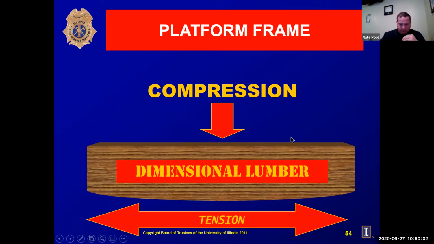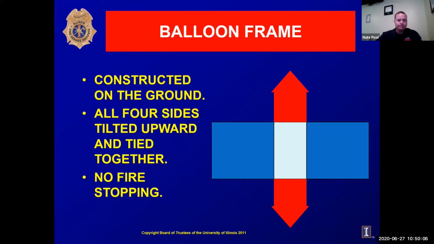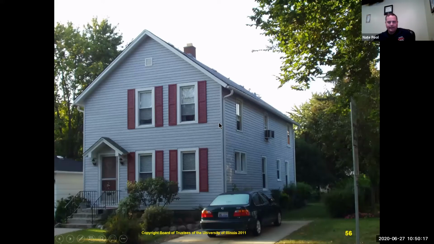So platform frame, you've got compression and tension. Balloon frame is a term that each of us as fire officers should know and understand. This is a balloon frame building. Generally you can understand a wood balloon frame building when you look at it from the exterior. The windows will be situated vertically, one on top of the other. There's one gap here on the right, but for the most part, the windows are vertically stacked. The way they built balloon frame is with one long run of walls. So you can have a chase in the wall that goes from the basement all the way to the attic, and that allows fire and smoke to spread easily from one part of the building to another.